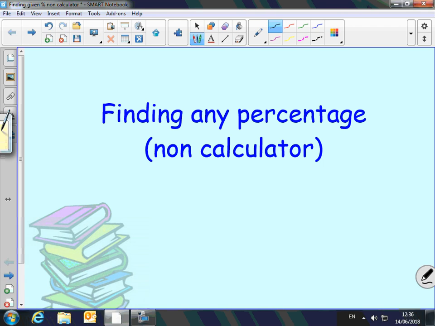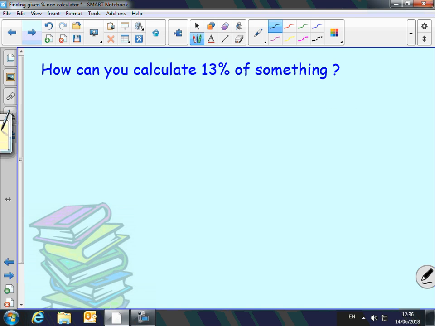Finding any percentage of a given value without a calculator. So how can you calculate 13% of something? We take 13% and think, what's that made up of? Now, you know how to find 10% of something by dividing by 10. So that'd be 10 plus 3%, which gives you your 13%.